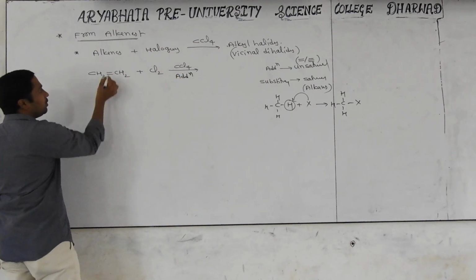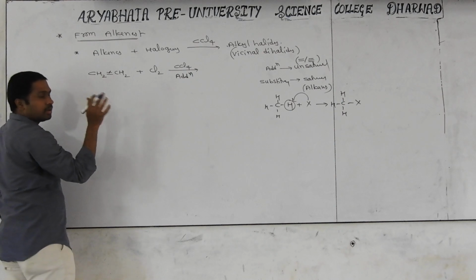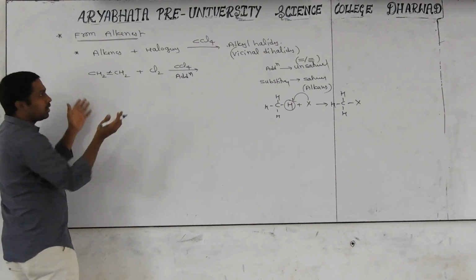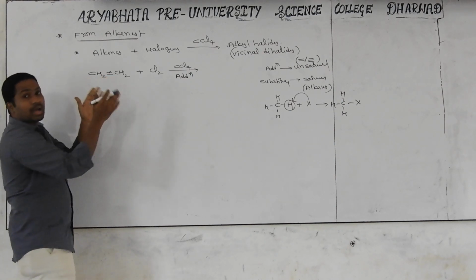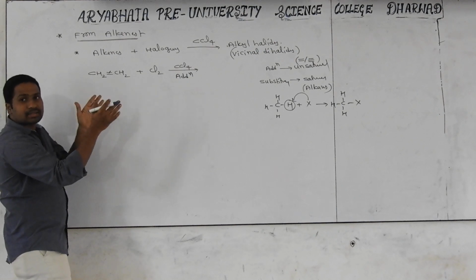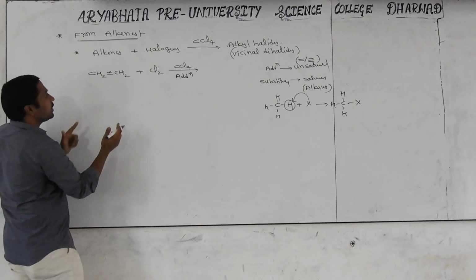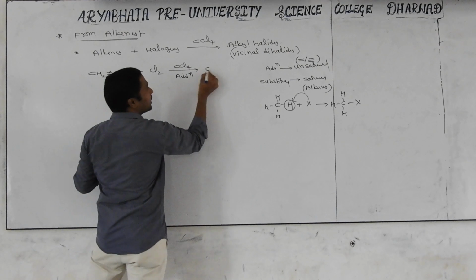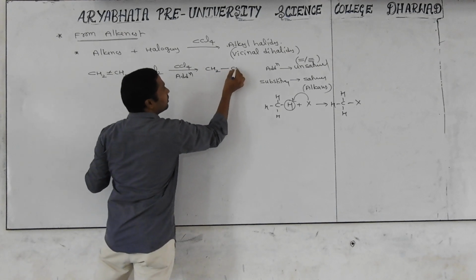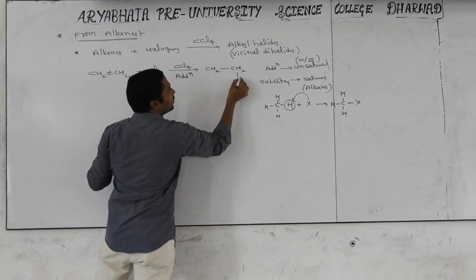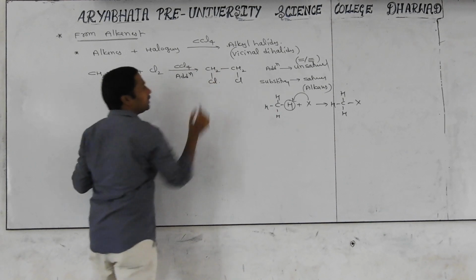Addition is what? Breaking of the pi bond, not the sigma bond. Why? Because the pi bond is a weak bond. After breaking, it becomes unbalanced. To balance that bond, one chlorine will come here, one chlorine will come here. Then which bonds are we getting? CH2 single bond CH2, on this one chlorine will come, on this one chlorine will come.